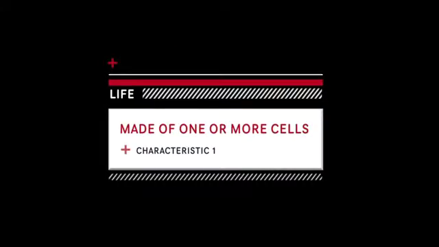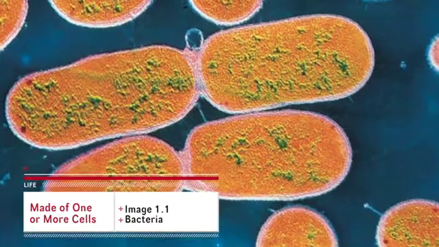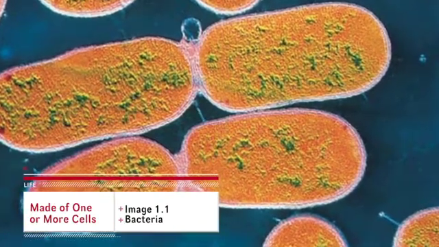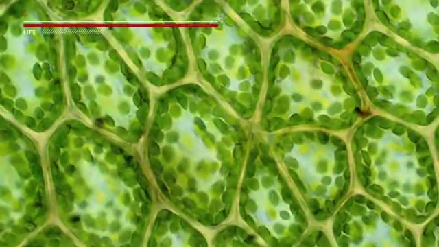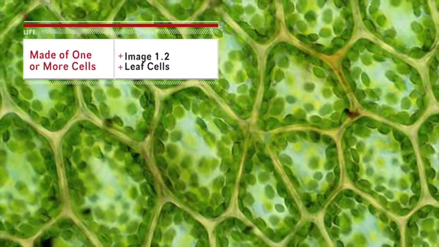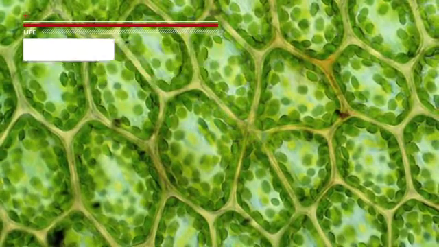Living things are made of one or more cells. This image of bacteria represents organisms made of one or more cells. Bacteria are unicellular organisms. This image of leaf cells represents organisms made of one or more cells. Plants are multicellular organisms, meaning they are composed of many cells.